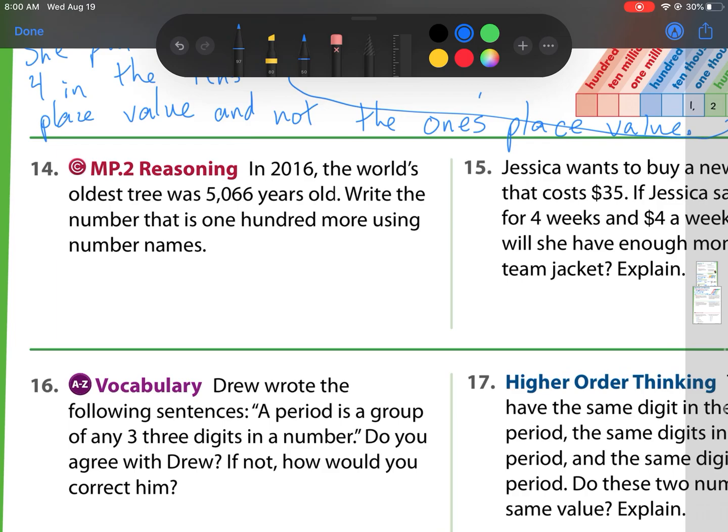Okay, number 14. It says in 2016, the world's oldest tree was 5,066 years old. Write the number that is 100 more using number names. Well, look at this. I have 5,066, and it wants it to be 100 more. So that means I'm adding 100 to it. So what would that number be? 100 more would be 5,166. But it wants us to use number names. So it wants us to write this guy out. So I have 5,000.